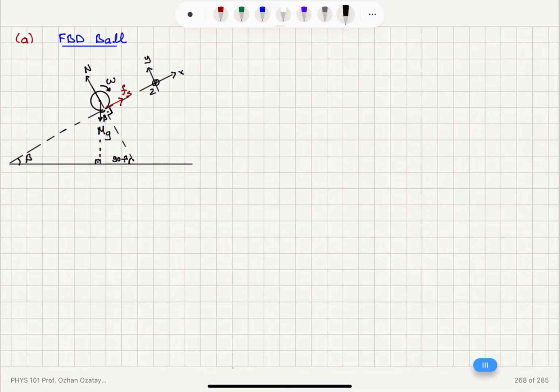All right. So let's remember what we know about rolling without slipping up the ramp.